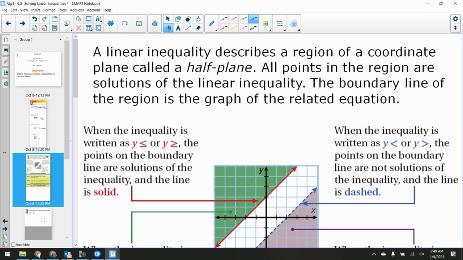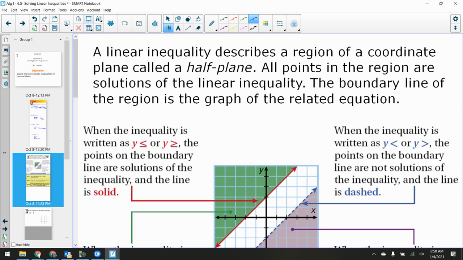A linear inequality describes a region of a solution, a region of a coordinate plane called a half plane, which divides it into 2 portions. All the points in the region are solutions of the linear inequality. The boundary line is the or equal to. Okay? The boundary line is the equal to. So remember all that time we spent graphing a line? Now what we're going to do is graph the line. Then on top of that, decide whether we shade above or below the line and whether or not we fill in that line. Okay?